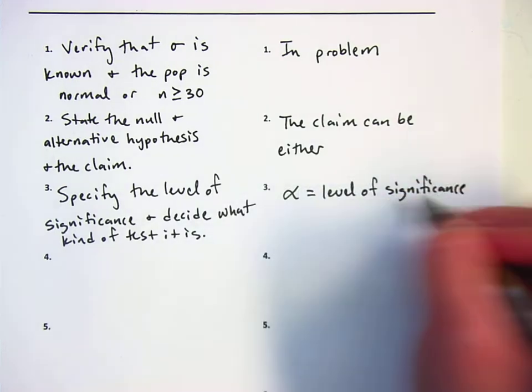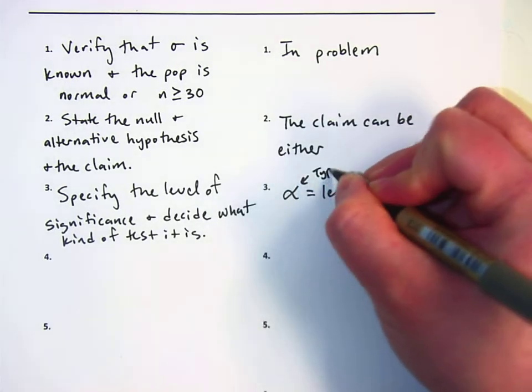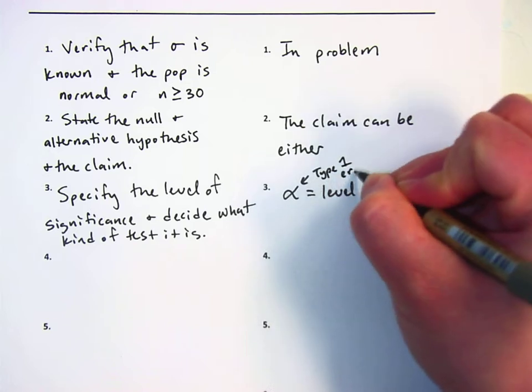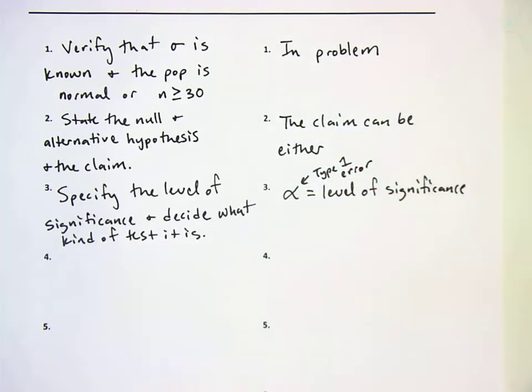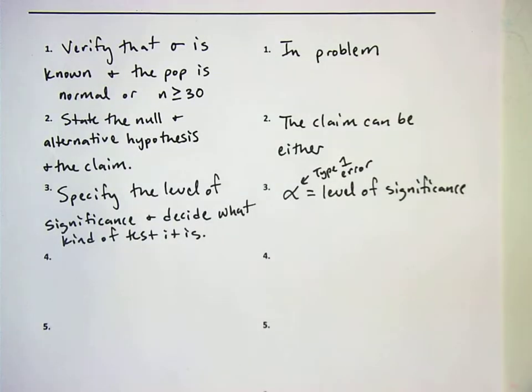By the way, the level of significance is also the probability of a type 1 error. So in this problem, since alpha is 0.05, we're saying we're willing to be wrong, to have an error possibility of 5%. So we're 95% confident, and this does relate to confidence intervals, with a 5% chance we might make an error.